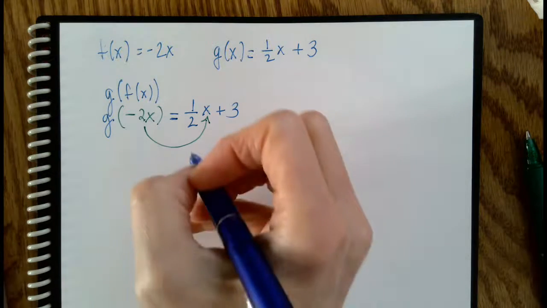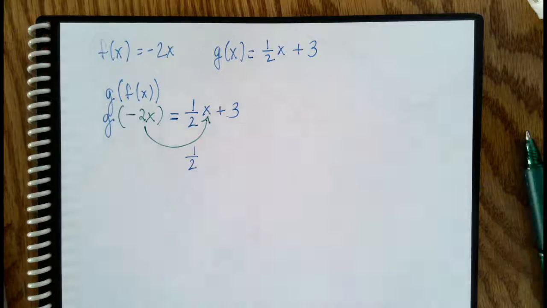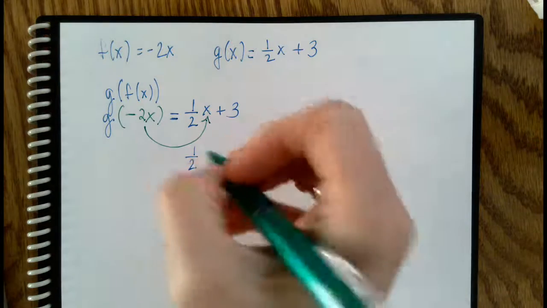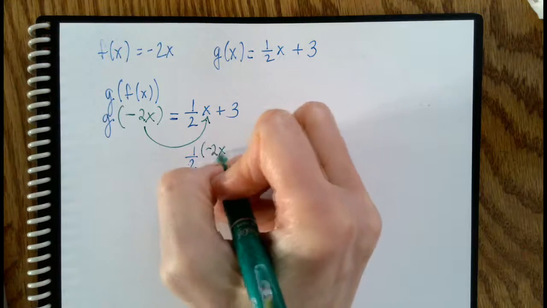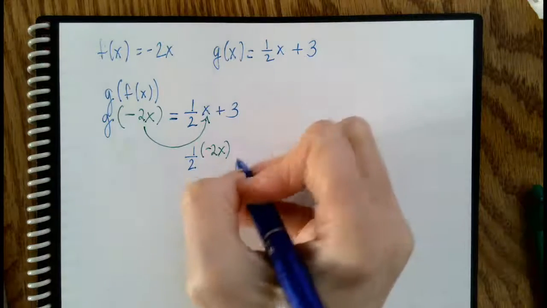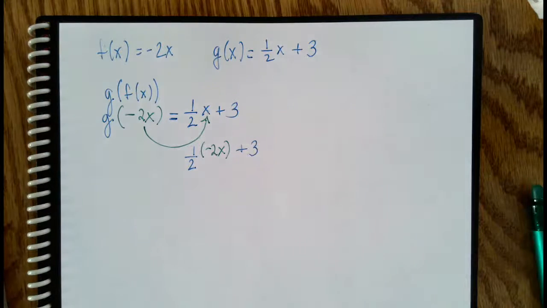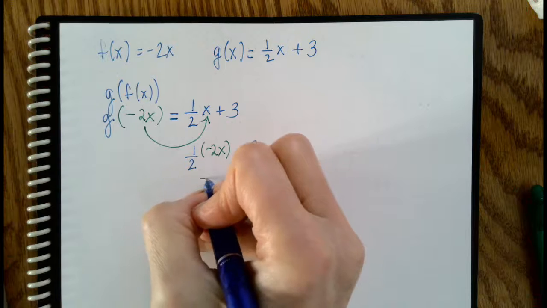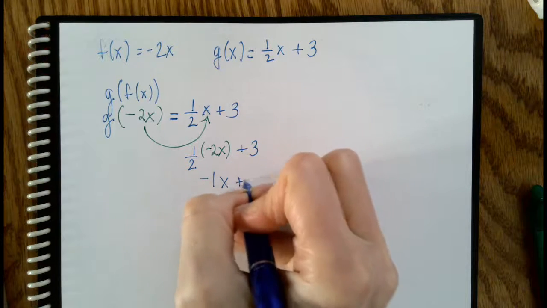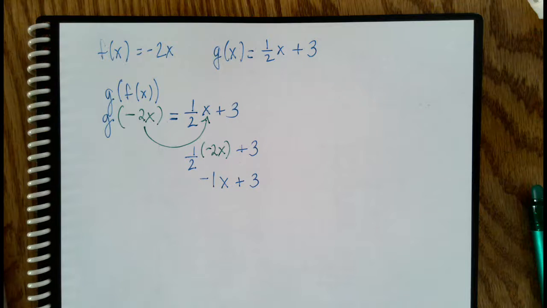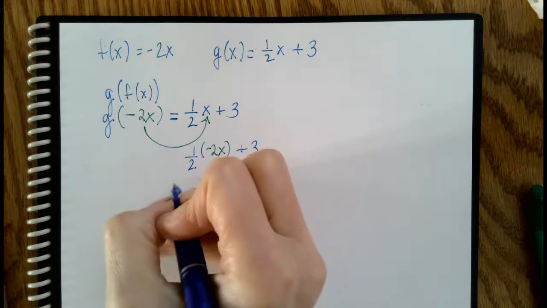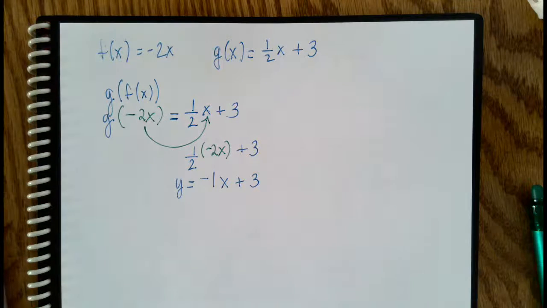So it becomes 1/2 times negative 2x plus 3. And then we're going to figure that out. So half times negative 2, or half of negative 2, is negative 1x plus 3. And this is what's going to be graphed. And in fact, I'm going to write it as y equals negative 1x plus 3.